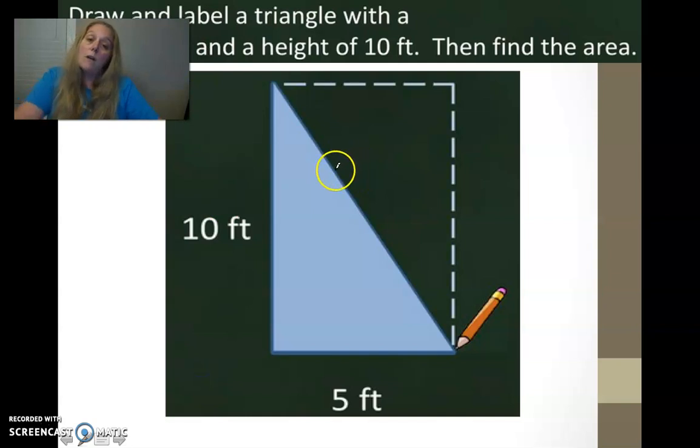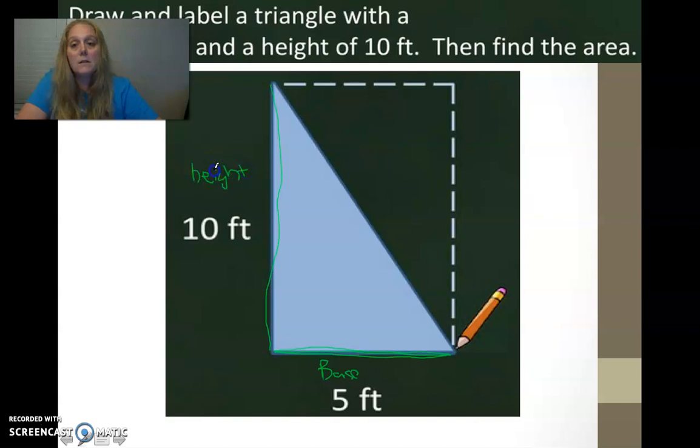A triangle, and it says draw and label a triangle with a base of 5 feet and a height of 10 feet. So this part of our triangle is called our base. This part of our triangle is called the height. So you've got your base and your height.